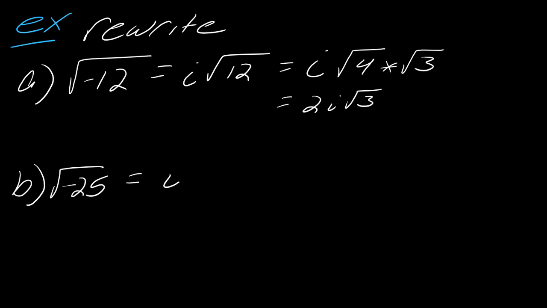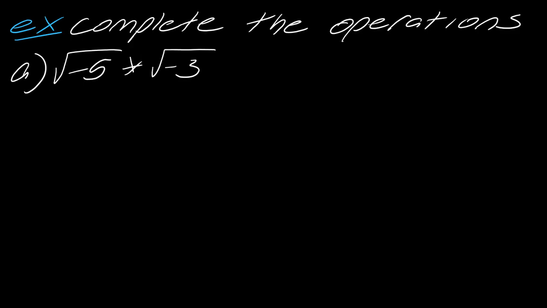Okay, so this is going to be i times the square root of 25, so then this is just 5i. Okay, so where this really matters is when you're working with operations. The first thing that you want to do when you are doing any type of operation is pull out the i, like you see here.